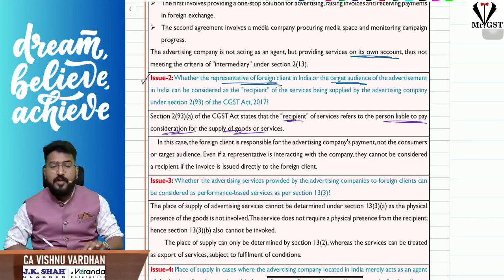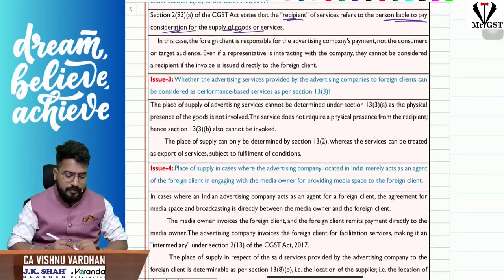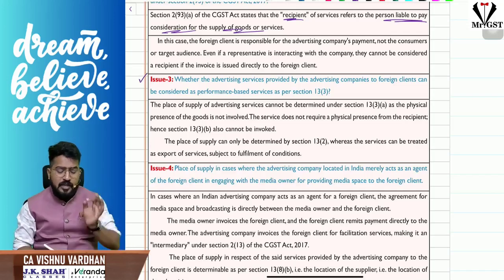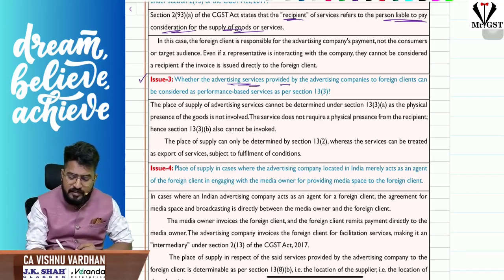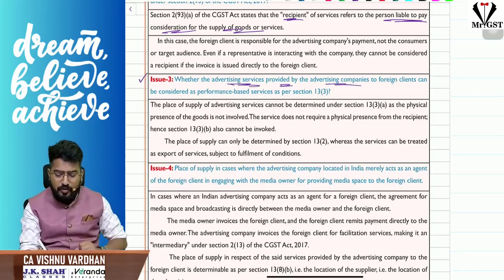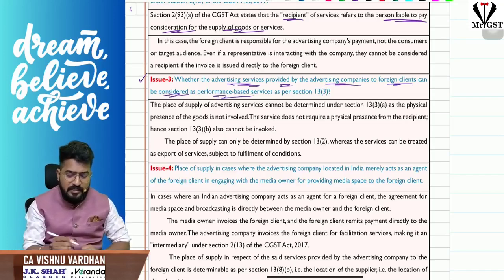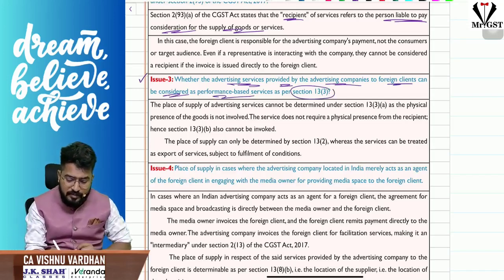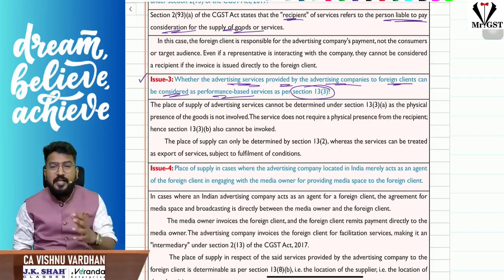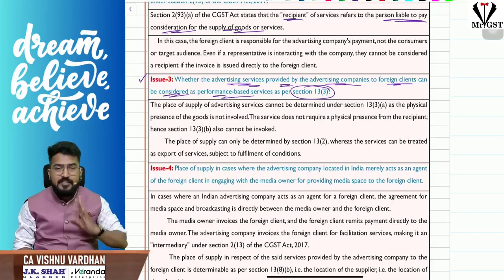Okay. Now coming to the third issue. So the third issue is, whether advertising services provided by the Indian ad agencies to foreign clients can be considered as performance based services as per section 13 subsection 3, and can we determine place of supply as per 13 subsection 3.